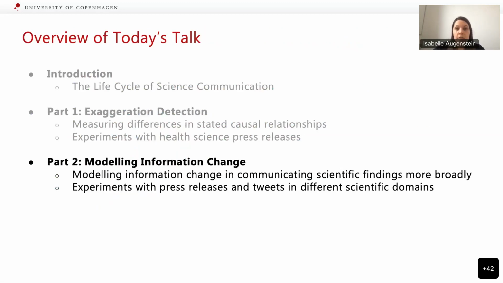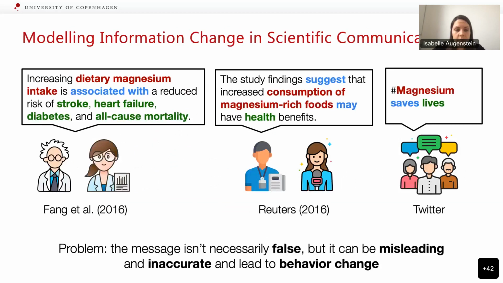Right. Now, that was it for exaggeration detection. I'll briefly mention exaggeration detection again later on. You'll see why. But now we wanted to look at how to model information change more broadly than just exaggeration, and also look at more different scientific domains, and also look at tweets and not just press releases. And this means that we have these 3 different ways of communicating scientific information, with the tweets being the 3rd way.